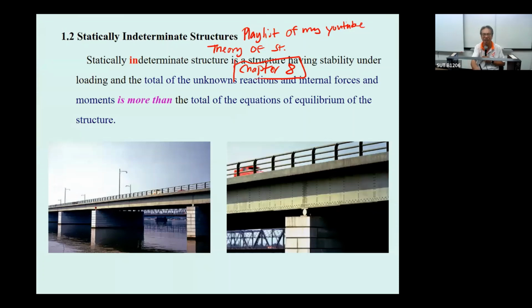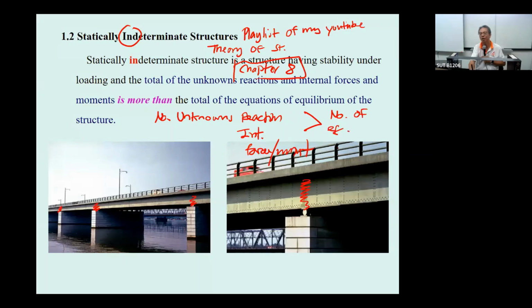This one is the steel, and you can see the connection of this steel bridge. Connected continuously. When a structure connects continuously, it's going to be statically indeterminate. That means the unknowns, maybe unknown reactions and internal forces and moments, are larger than the number of equations of equilibrium. In short, it's only this.